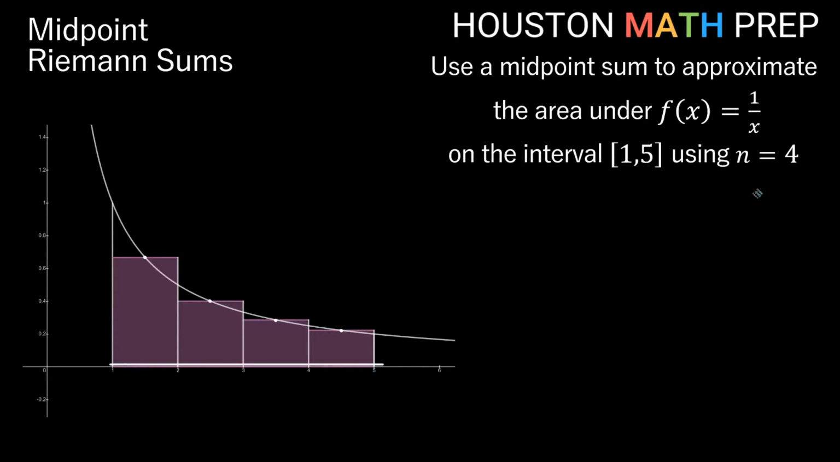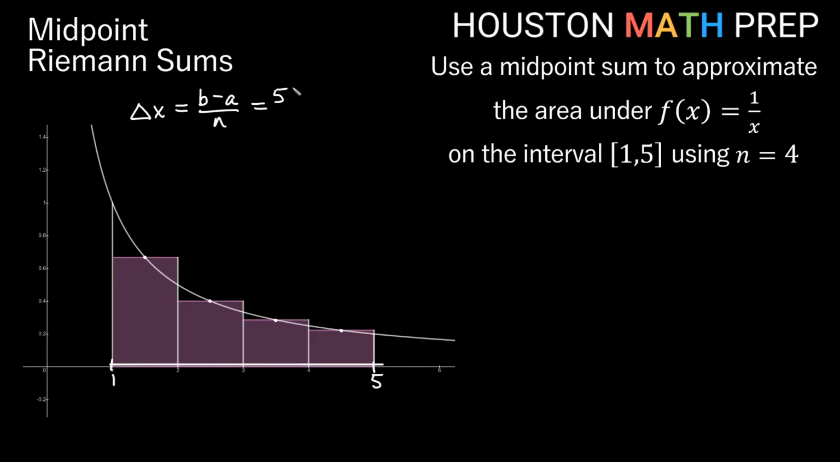So think about on a number line, here we have the interval 1 to 5, and this is our function 1 over x. So this is x equals 1 here, and this is x equals 5. And that's my interval a to b. Remember how we went about finding delta x? Delta x, the width of each rectangle, was the width of the entire interval a to b divided by the number of rectangles that we were using.